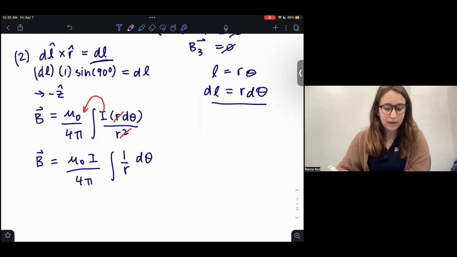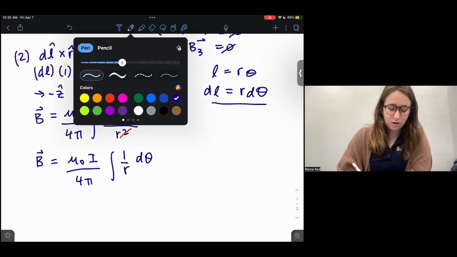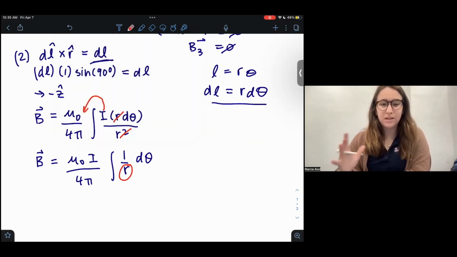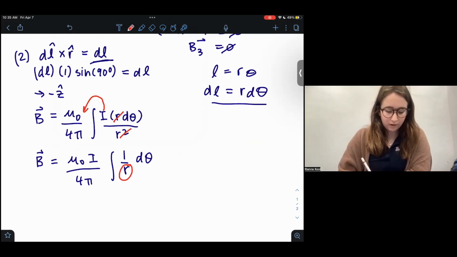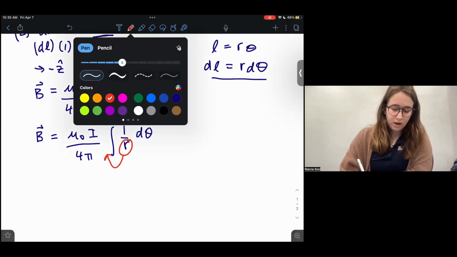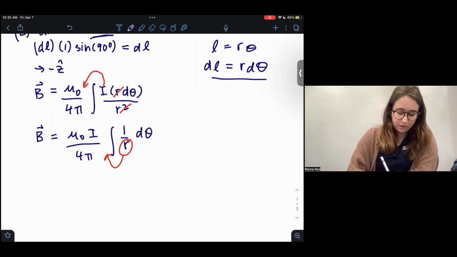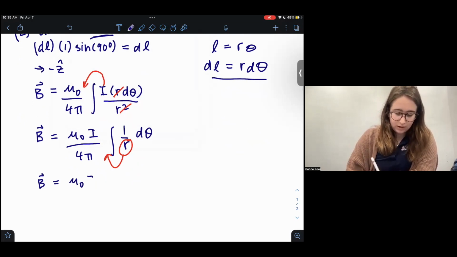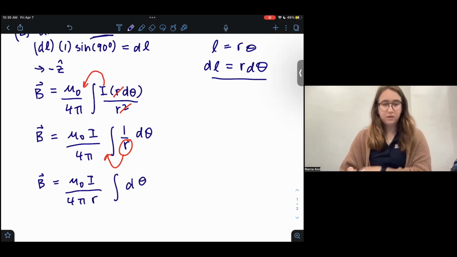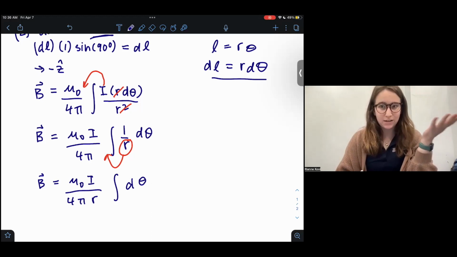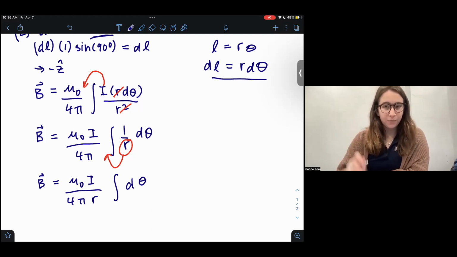So it's important to note again that this r, we have no dr in our integrand, so we can also take this out to the front. And now we're just integrating over d theta, so I'm going to rewrite that. Mu naught I over 4 pi r integral of d theta. Now we have to figure out what d theta is and what our bounds are.